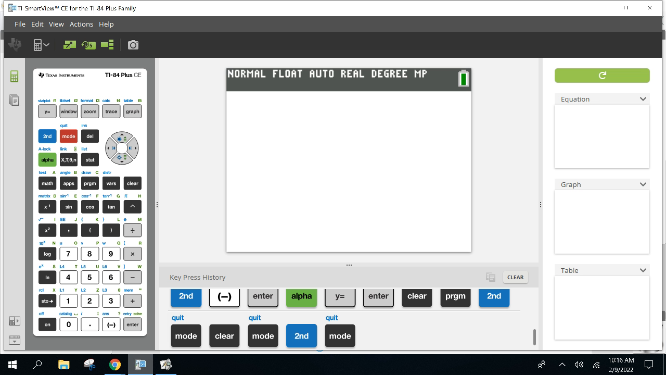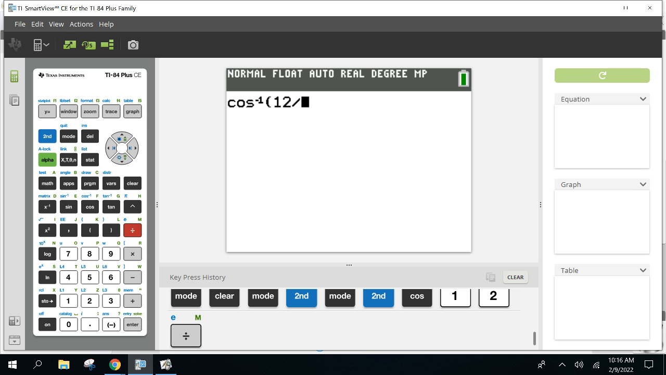Everyone look on your calculator right now. Everyone see above your cosine button, you have cosine raised to the -1. That's what we use to find an angle. So we do second cosine. And then you plug in the ratio we built, 12 over 24. And you're asking your calculator what angle has a cosine ratio of 12 over 24.